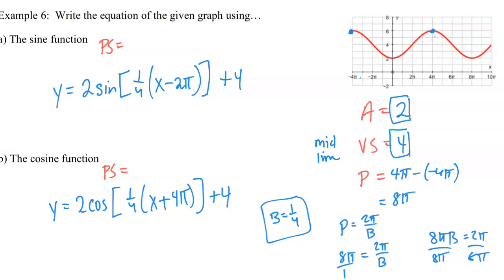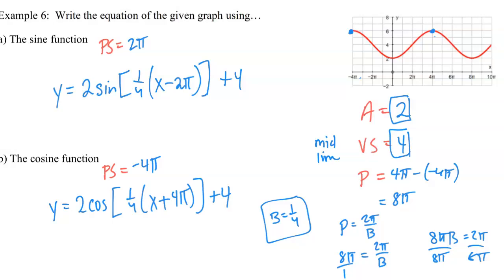And so notice, the only difference between my answer in A and B is that phase shift. The phase shift that we used here was 2 pi. The phase shift that we used here was negative 4 pi. And everything else, the amplitude, the vertical shift, and the b were all the same for A and B. So that's going to do it for sine and cosine.